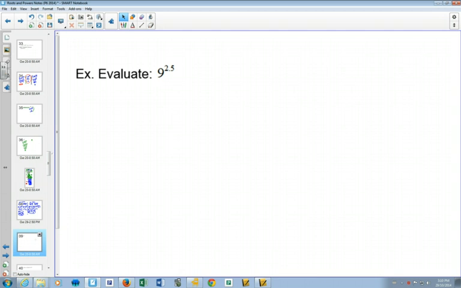What does evaluate mean as an instruction? Just to check it? In math, the word evaluate means write a final answer just as one number. In this one, it means write a single number as an answer. 9 to the power 2.5. Mental math question.